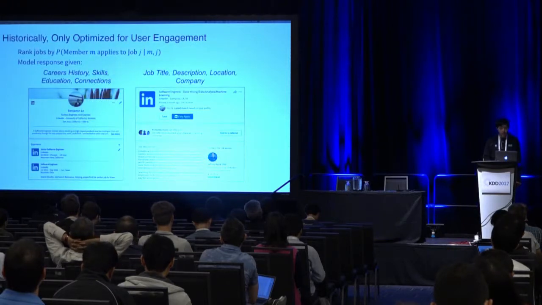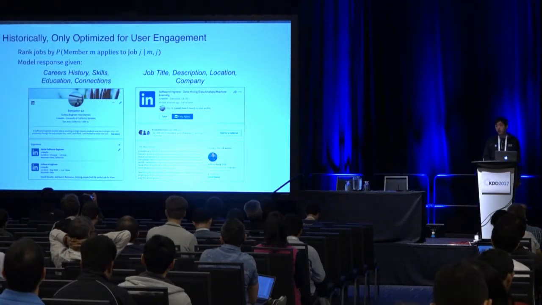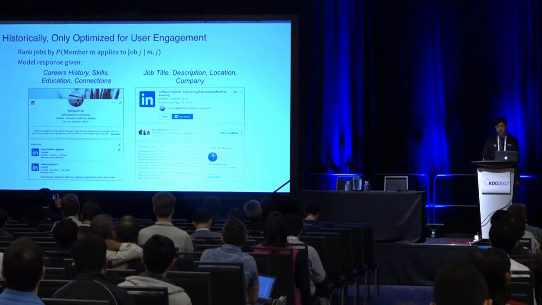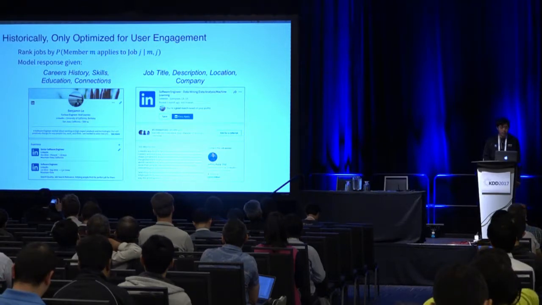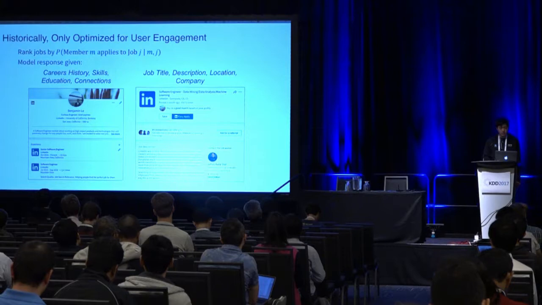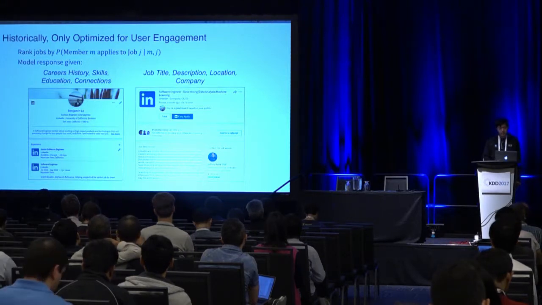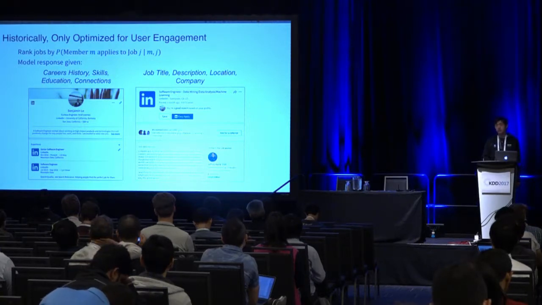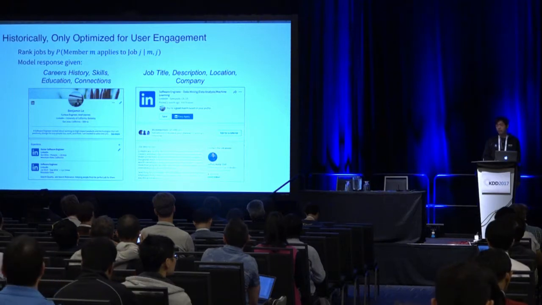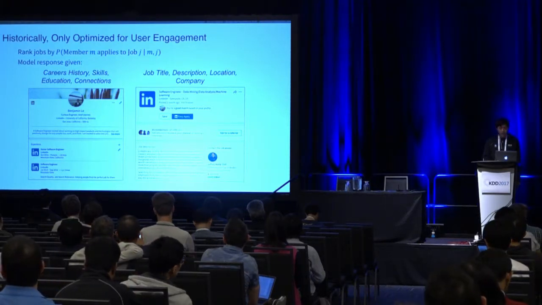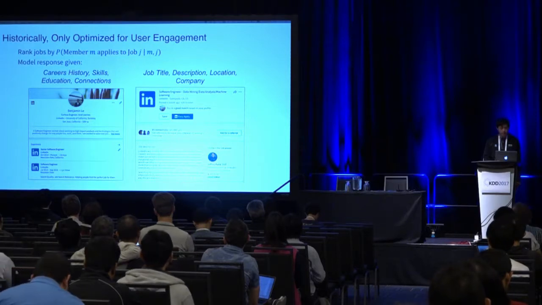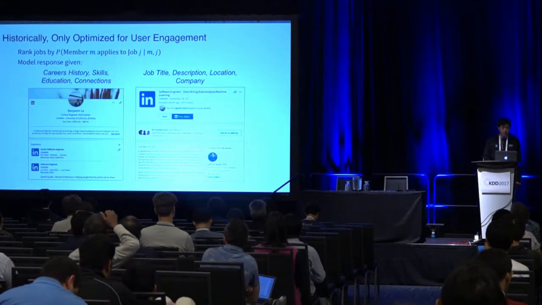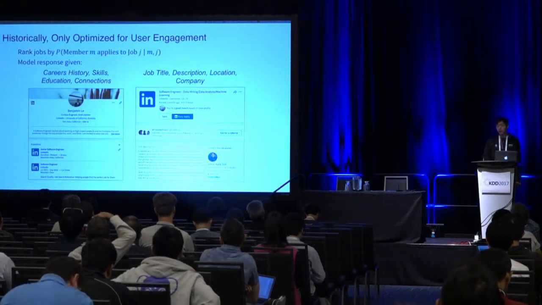So historically, the ranking algorithm that we have for job matching is mainly optimizing for user engagement. So what does that mean? That means that we rank the jobs and model the responses by looking at the probability of a member applying for a job, given a member is shown a job, right? So that means that we only care about the member engagement side without worrying about the job poster happiness side, right? And we have been building a lot of comprehensive models, trying to predict the probability of the member applying for a job in a very accurate way, right?